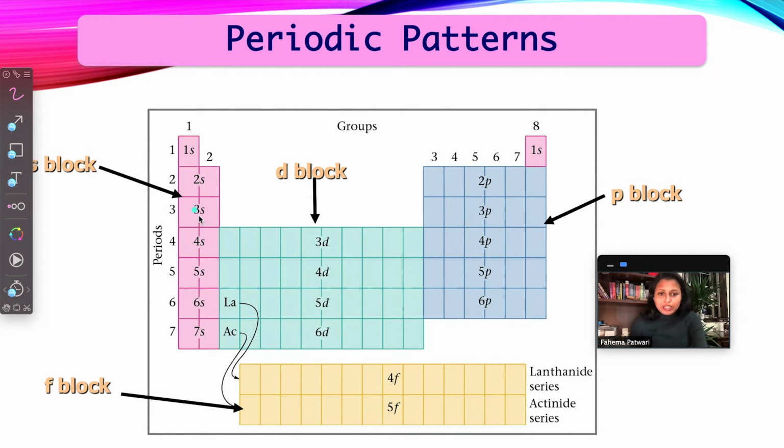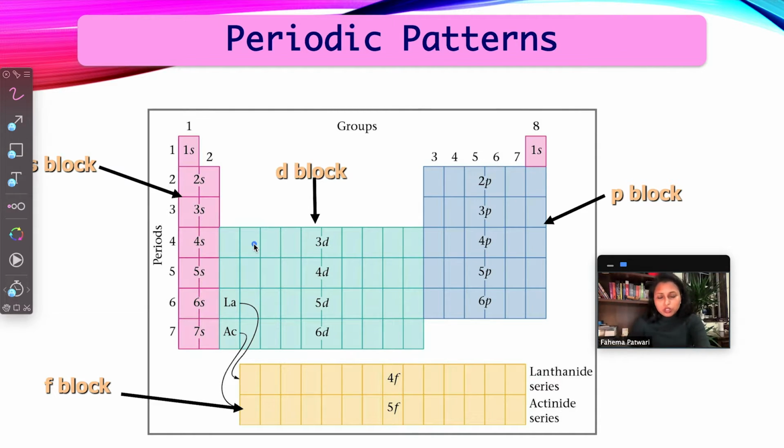One other thing I'd like to point out: the s block starts with 1s, then 2s, 3s, 4s, right? It matches the period number. For the p block, there is no p block in the first period. It starts from 2p, 3p, 4p, 5p, 6p. If you remember, there's no d sublevel until you get to the third energy level. So even though d looks like it's in the fourth period, you actually start with 3d.